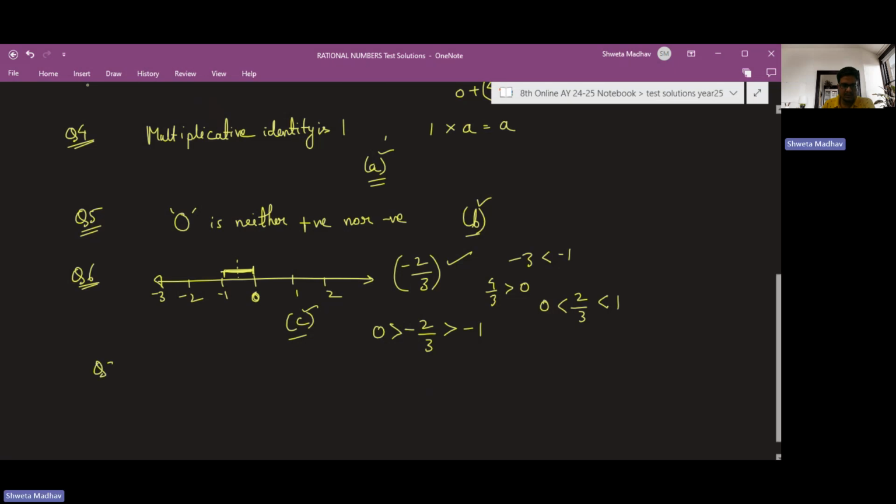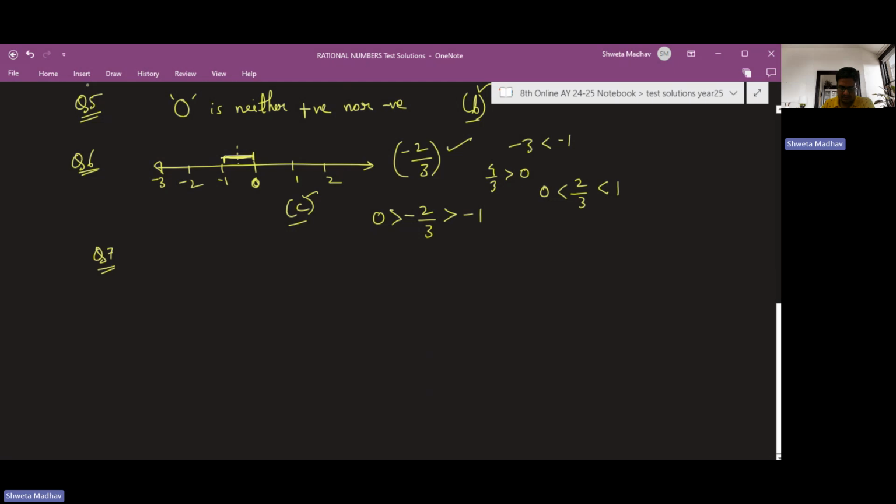Then in question number 7, it has been told, which of the following is the multiplicative inverse of the product of 7 by 8 and minus 4 by 21? So therefore, the required product is equal to the product of 7 by 8 times minus 4 by 21.